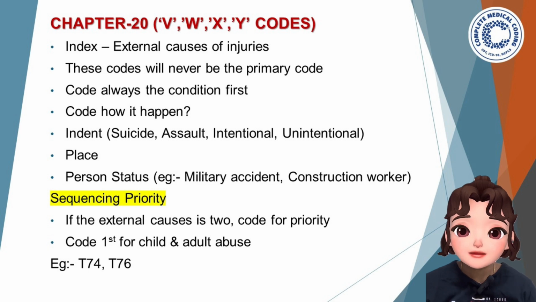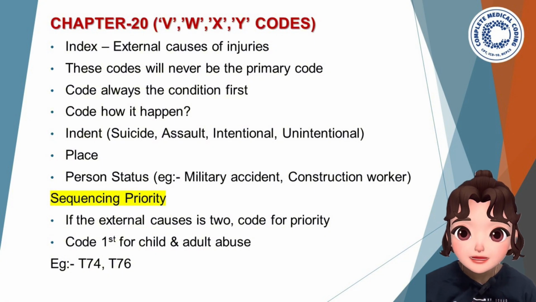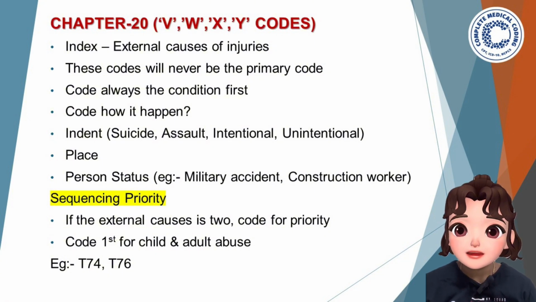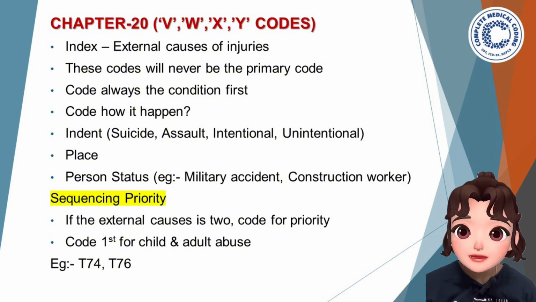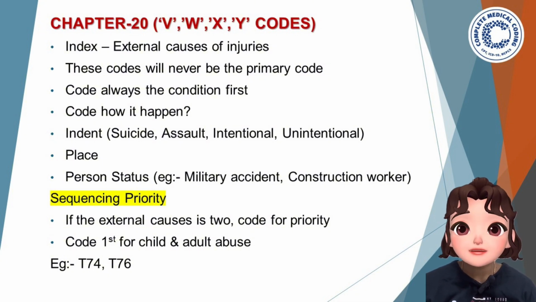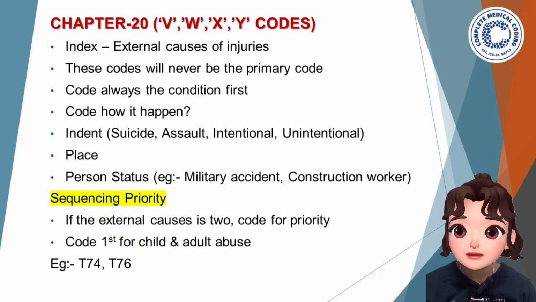Code always the condition first. And we should code how it happened. First code the condition, then we should code how it happened. Like for example, see, intent. Suicide, assault, intentional, unintentional, whatever it is, we have to select it. How it happened. Then place, where it happened. Then you have to check for the person status, whether the incident happened is a military accident or the patient is a construction worker.